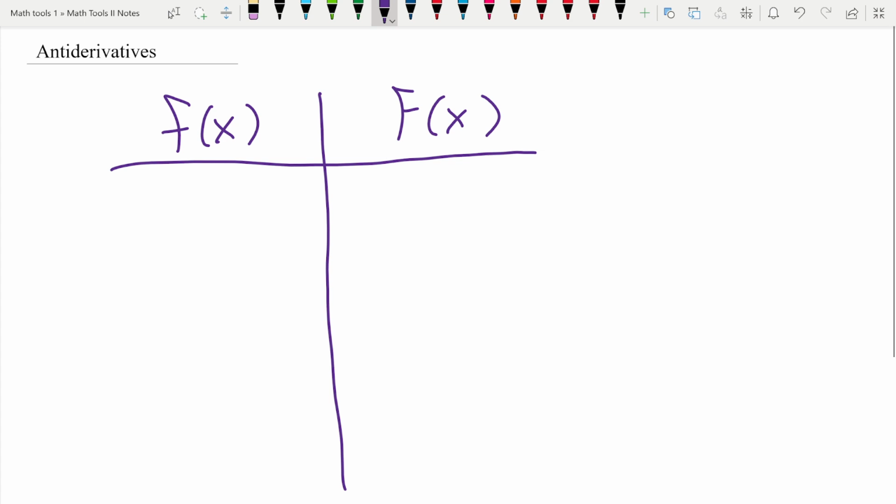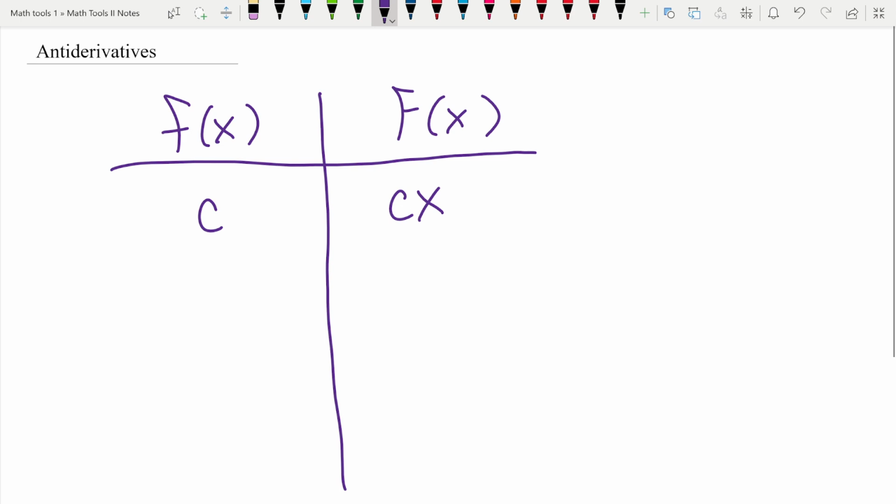So, for example, what if we have a constant like c, where c is a constant? Then the antiderivative of that is going to be c times x, because the derivative of a constant times x would be the constant.